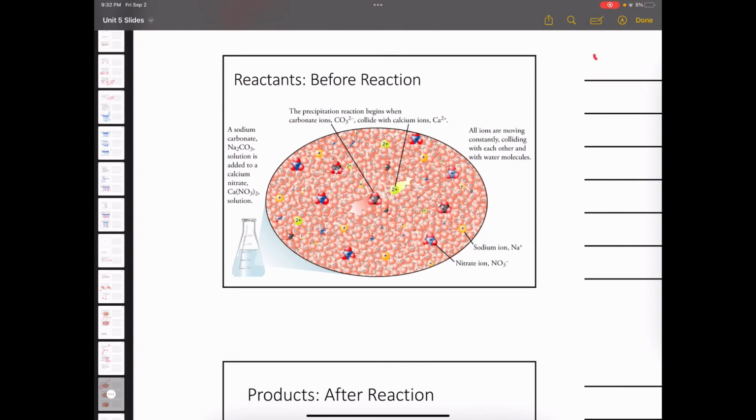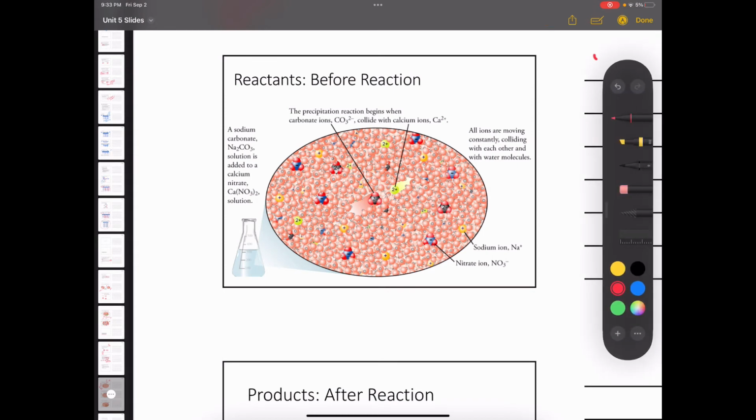Now the case is different once you introduce another salt into this mixture. In this case, we're adding sodium carbonate, or Na2CO3. Sodium carbonate is also an ionic compound, correct? Because sodium is from the first group in the periodic table, and those elements always form ionic compounds. What does it mean when we say ionic compounds? That means we have sodium cations and carbonate polyatomic anions.